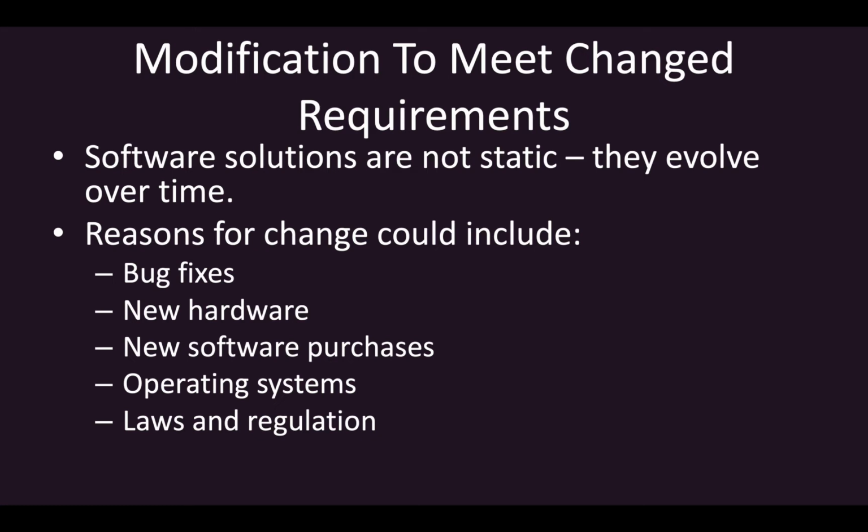The biggest reason to do lots of modifications is to meet changing requirements. Software solutions are never static. They evolve over time. And the reasons for a change could include bug fixes, so something's just not working. New hardware has been introduced, and that often changes how software might run. New software purchases that they're hoping to use with the software that you've already built.